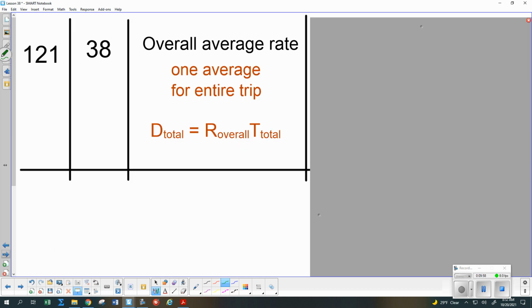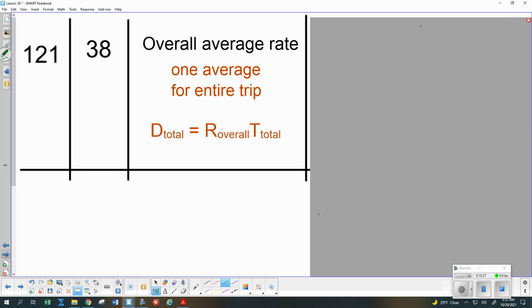final topic for today is something called overall average rate. And it is not that hard, but students have a lot of trouble with it every single year. Overall average rate means you are thinking about the entire trip. And how far did you go total? How long did the total trip take you? What was your rate for average out over the whole trip?